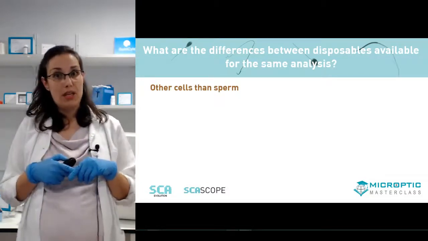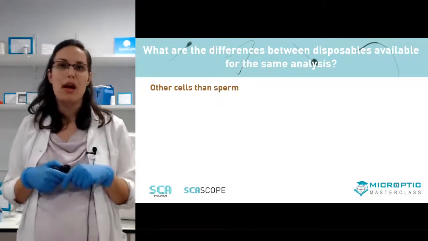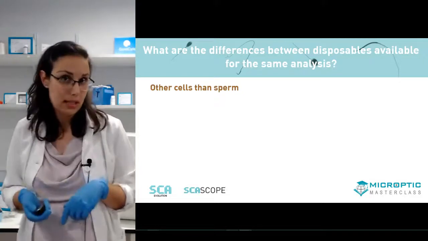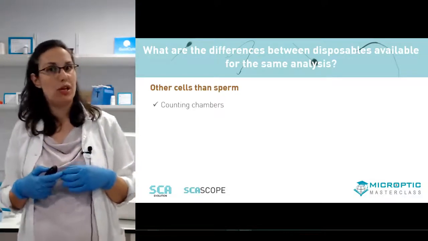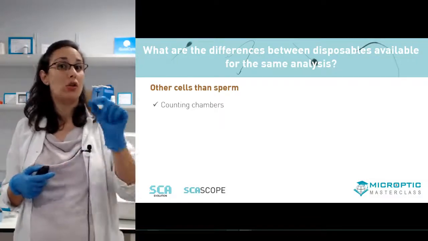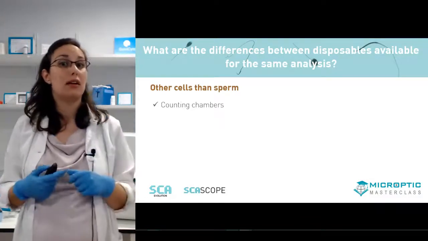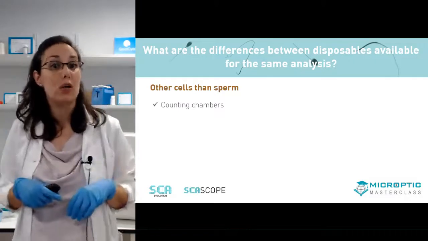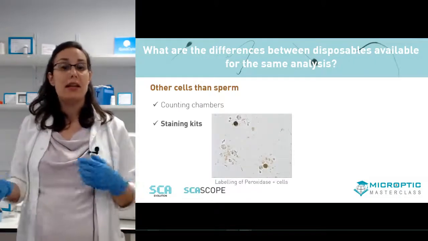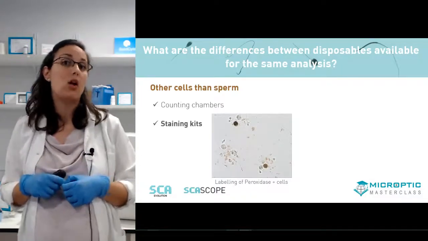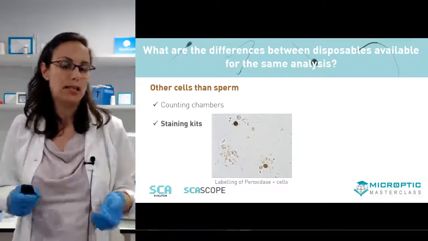Just to finish with this block, with this chapter, I would like to talk about the round cells. We have to think that when we are evaluating motility and concentration, we also need to take into account if there are other cells that are not sperms within the ejaculate. Okay. In that case, there are different staining kits available in the market that allow to evaluate these round cells.